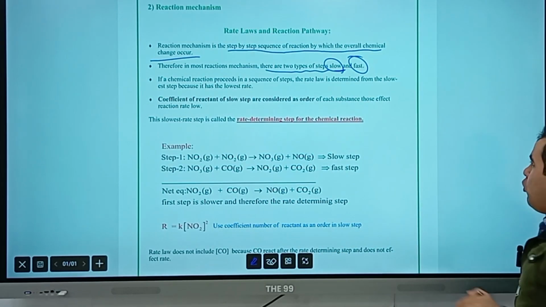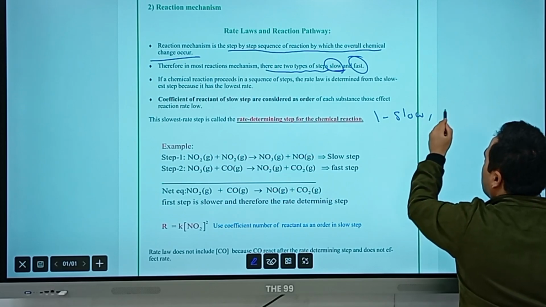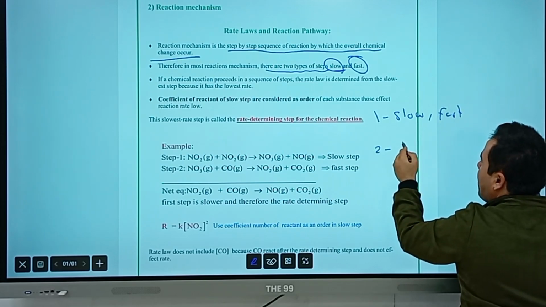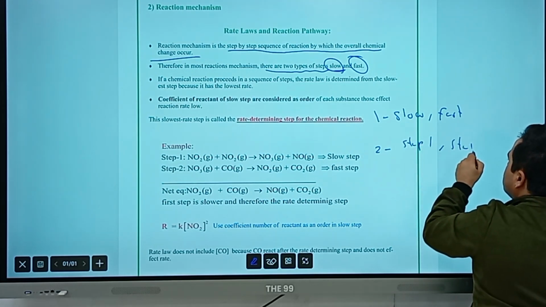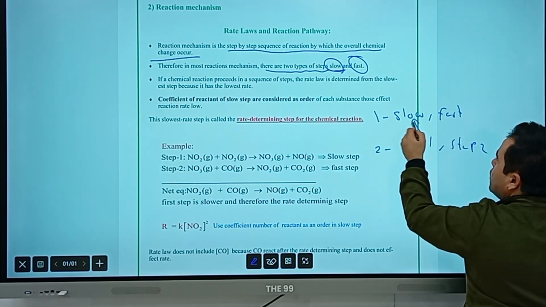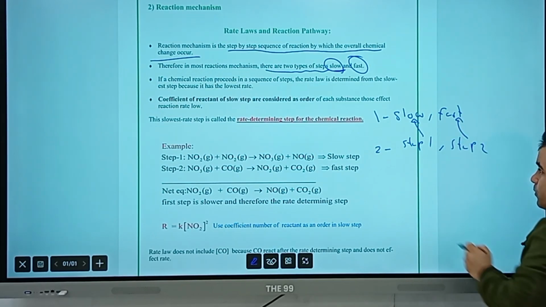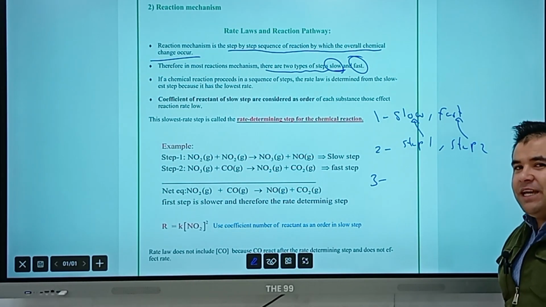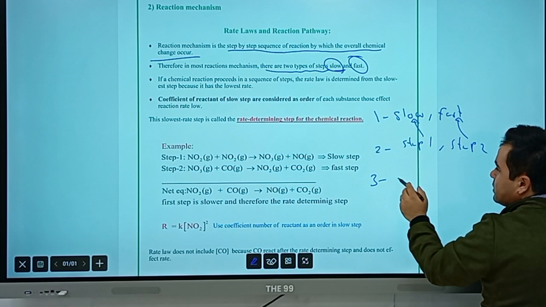How to determine slow or fast? First, in the question, they may write slow or fast. Second, they may write first step, step 1, step 2. Step 1 usually is slow and step 2 usually is fast. Third, if nothing is given, go by the intermediate, guys. This intermediate works for all types of questions.